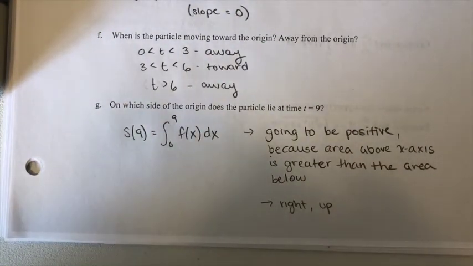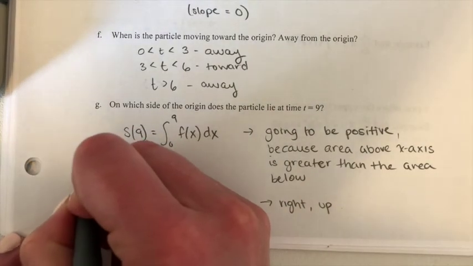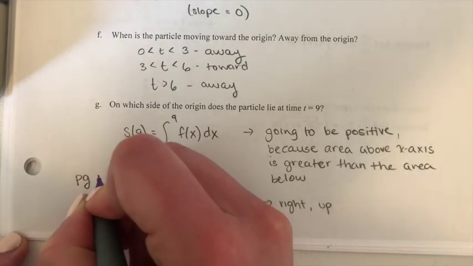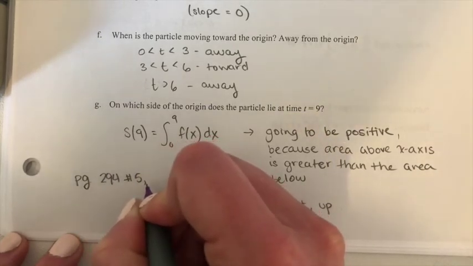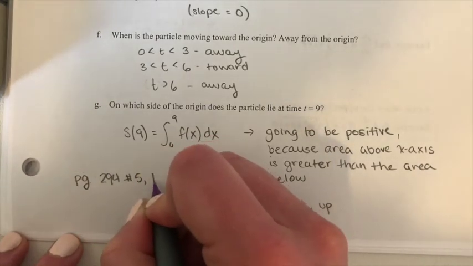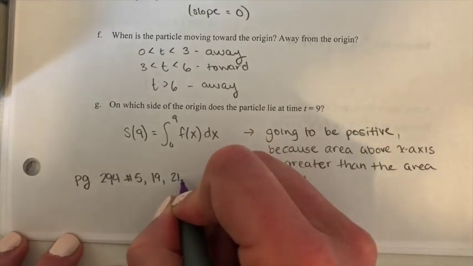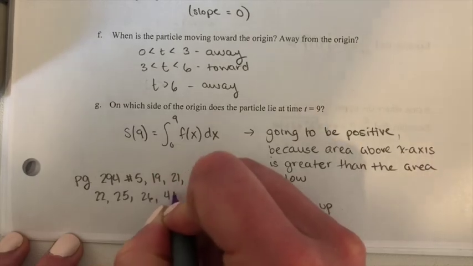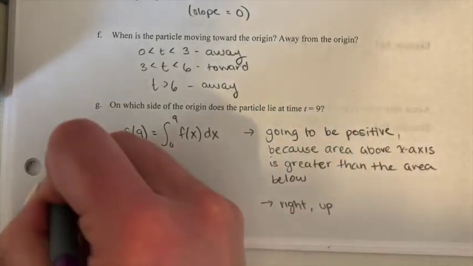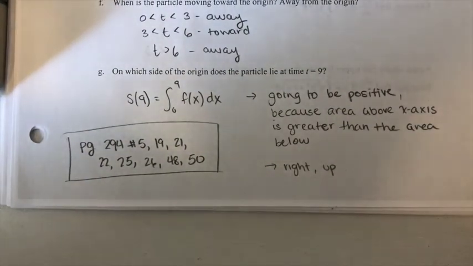For this section, you guys are going to be doing, let me just find it here. I know you guys have it, but I like to put it in the videos now. You're going to be doing page 294, number 5, 19, 21, 22, 25, 26, 48, and 50. Okay, so again, we'll review whatever questions you guys have tomorrow.